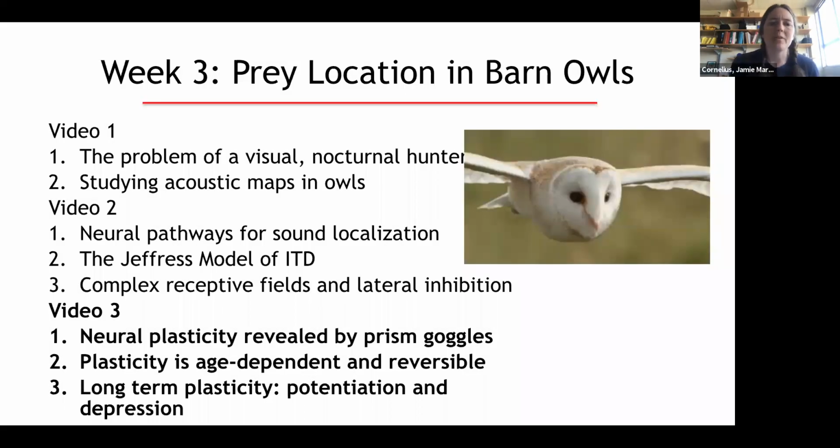Video 3 for pre-location barn owls is about neuroplasticity and how you can use prism goggles to both reveal that this occurs and to study it. We're going to talk about how plasticity is age dependent and reversible in some specific cases, and then the mechanism for plasticity. So we're going to talk about long-term synaptic potentiation and then briefly discuss synaptic depression.